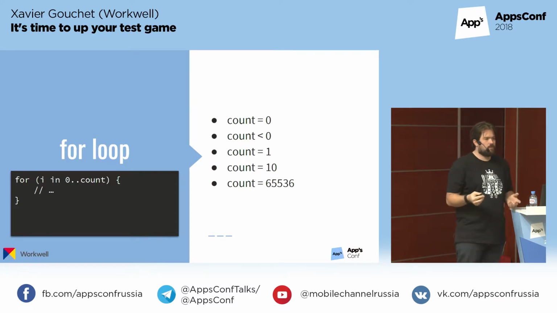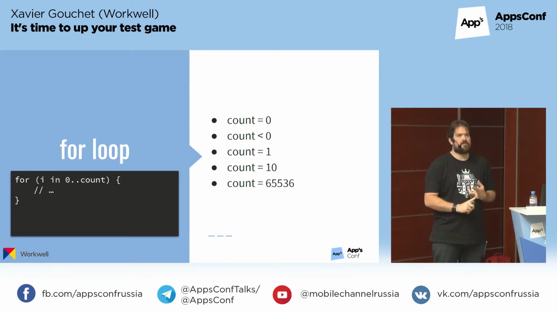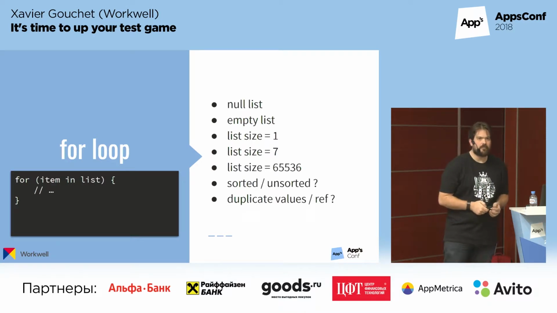Like you have a for loop, okay? What if the count is 0? What if the count is less than 0? What if it's just 1? What if it's a small number like 10? What if it's a very large number? So you need to think about all of that. You don't necessarily need to write tests for all of that, but you need to consider it when you write your tests to say, okay, are there special cases that might need a dedicated test?